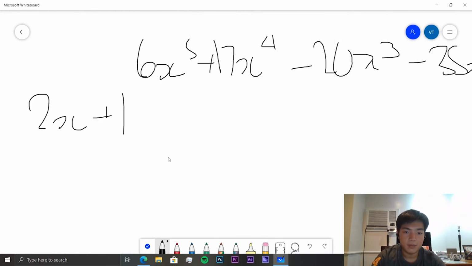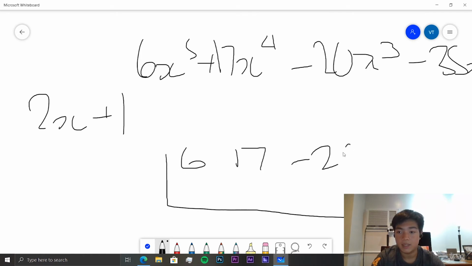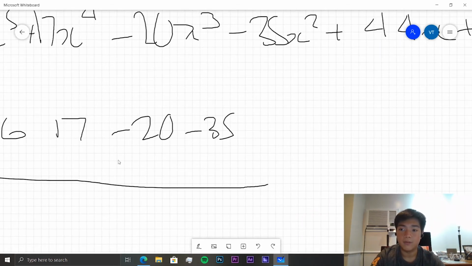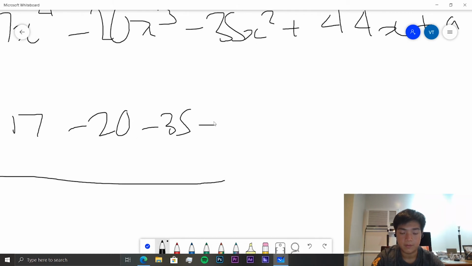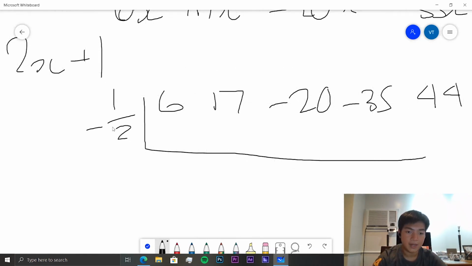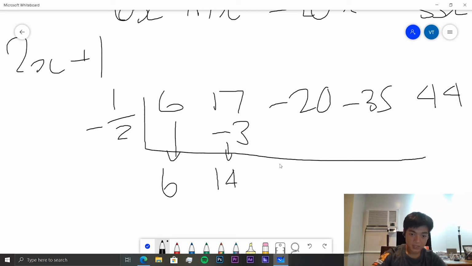Okay, so this should be pretty simple. Let's just synthetic division this number, and we should have a remainder of 0. So 6, 17, negative 20, negative 35, 44, and a. Okay, and we need to divide it by 2x plus 1, which is effectively dividing it by negative 1/2. So, 6 times negative 1/2 is negative 3. 17 minus 3, 14. Negative 20 plus 7 is negative 27.